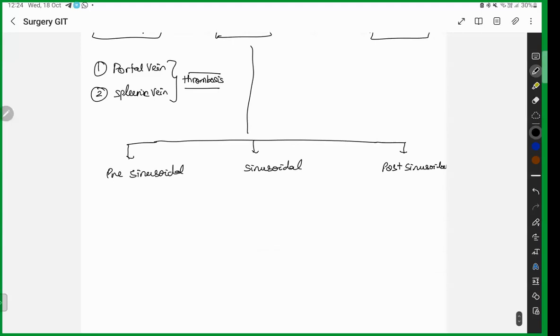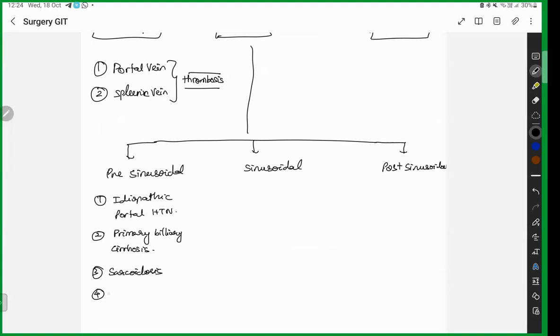What are the causes of pre-sinusoidal? Number 1, idiopathic portal hypertension. Number 2, primary biliary cirrhosis. Number 3, sarcoidosis. And number 4, schistosomiasis. So I'll repeat one by one. Number 1, idiopathic portal hypertension. Number 2, primary biliary cirrhosis. Number 3, schistosomiasis.